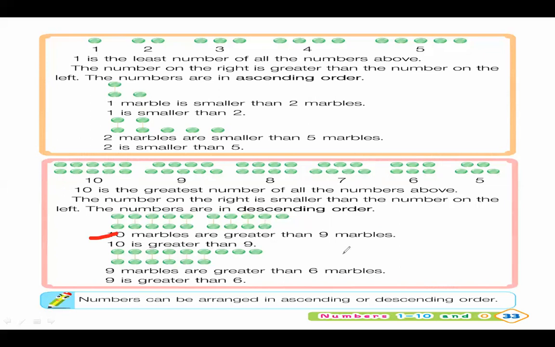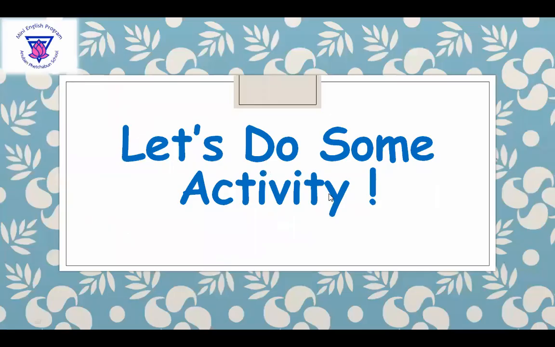10 marbles are greater than 9 marbles, because 10 is bigger than 9. Next, 9 marbles are greater than 6. Remember, 9 is greater than 6. That's it, students. So those are the rules of ascending and descending order. We will discuss this again later.